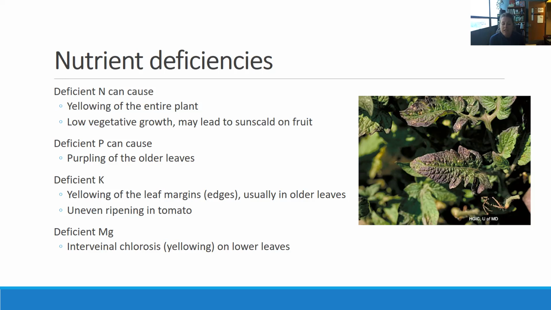Deficient potassium shows as yellowing of the leaf margins, the edges of the leaves, usually in the older leaves first, and also can lead to uneven ripening, specifically in tomato. Deficient magnesium is that interveinal chlorosis, that yellowing on the lower, older leaves. Usually we see that again in tomato plants.